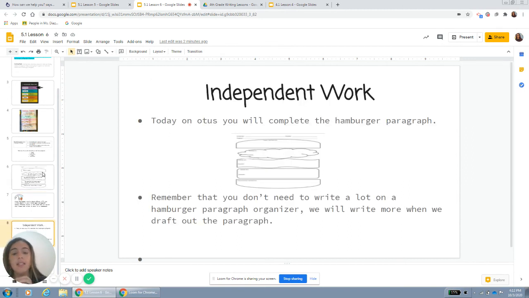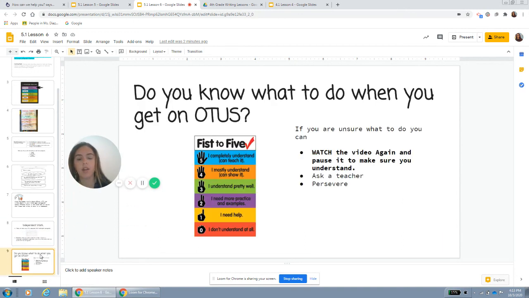Today in Otis, you will be completing the hamburger paragraph. Remember that you don't need to write a lot on a hamburger paragraph organizer. We will write more when we draft our paragraph. Do you know what to do when you get on Otis today? If you're unsure what to do, you can watch the video again and pause it to make sure you understand, ask a teacher, or just persevere. That means just go, try your best, even if it's not correct, just do the assignment. Don't leave anything blank. Okay, good luck, have fun.